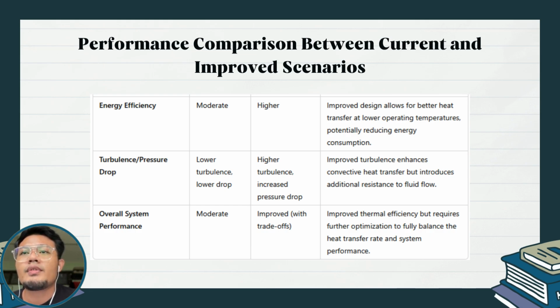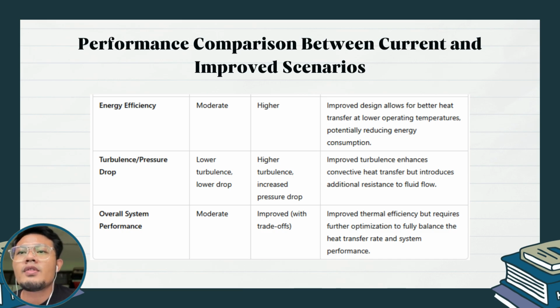Okay, next we have turbulence or pressure drop. The current scenario has lower turbulence and lower pressure drop. For the improved scenario, there is higher turbulence and increased pressure drop. The observation is that improved turbulence enhances the convection heat transfer by introducing additional resistance to fluid flow.